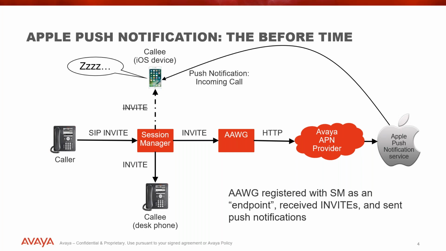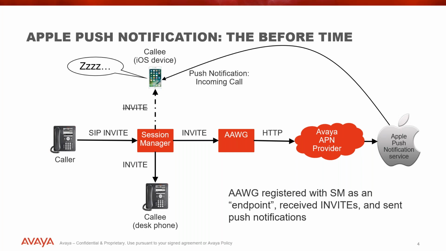Instead, if you've enabled push notifications on AAWG, the AAWG is going to register with SM as a fake endpoint, basically, for that user. It's going to receive the invite, and then it's going to use an outgoing HTTP connection to send that push notification.